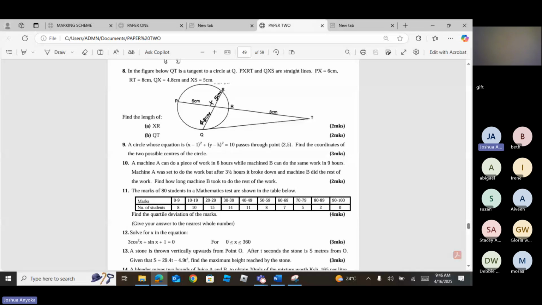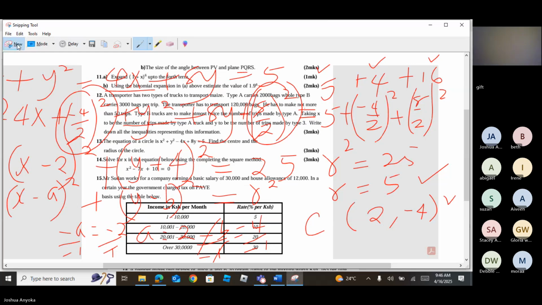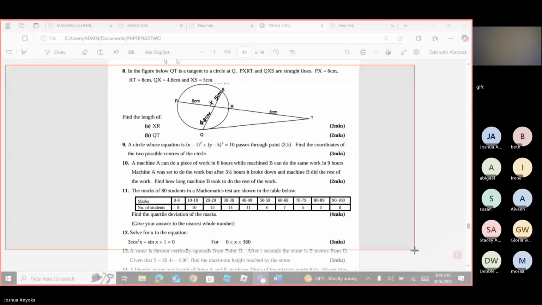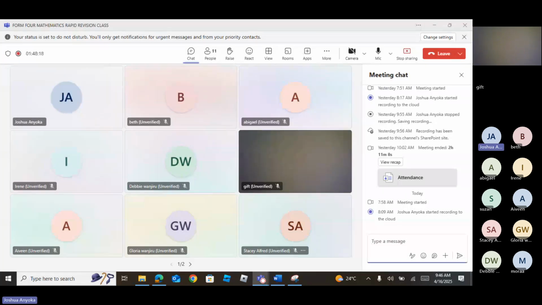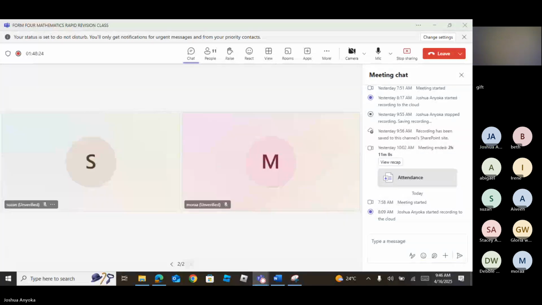Ross, read for us question 9. Ross, read question 9. Ross is not in. Ross is here. Susan, read for us question 9.